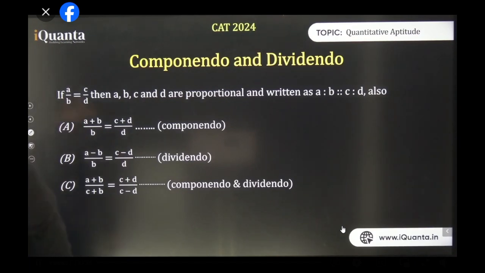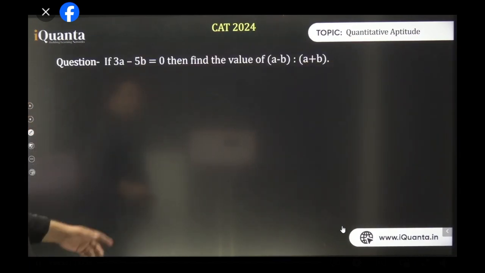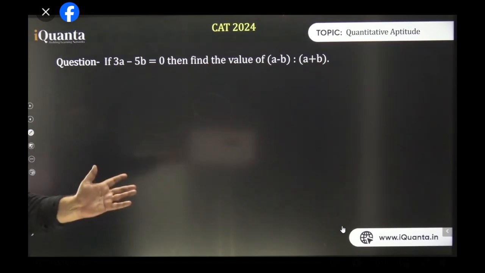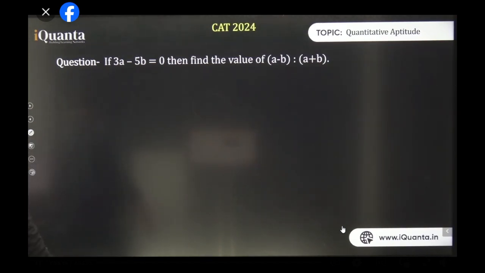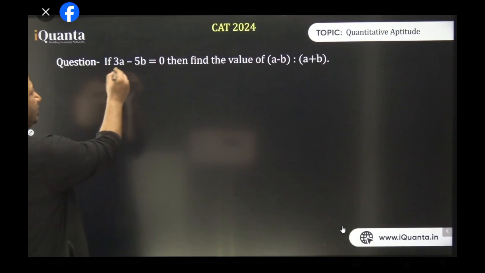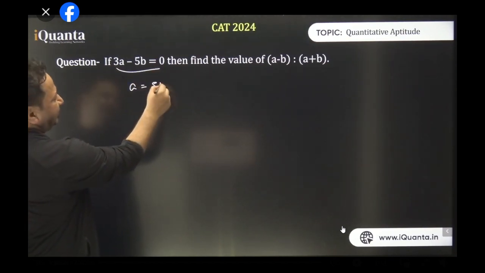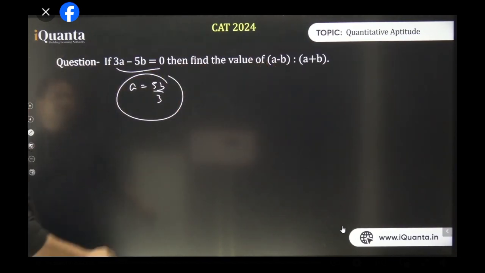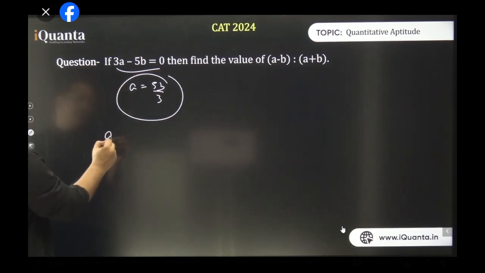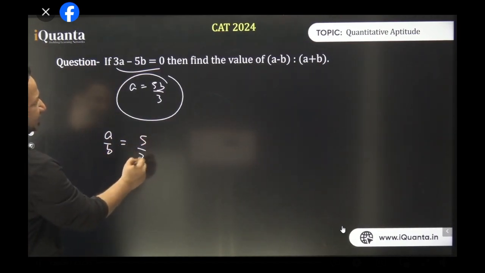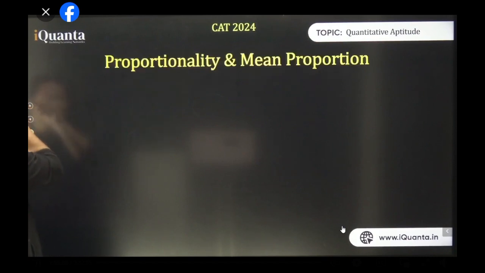Okay. Let's solve this question. I don't think this question deserves to be solved. Or does it? Everyone can do it, right? Solving it, A will be equal to 5B by 3. Put the values, get the answer. Or A by B is equal to 5 by 3. Take the componendo and dividendo. Let's move forward. All right.